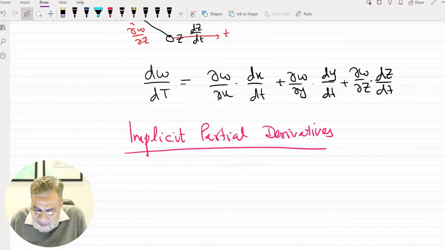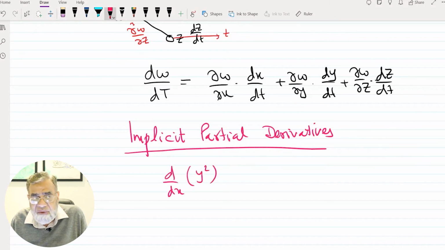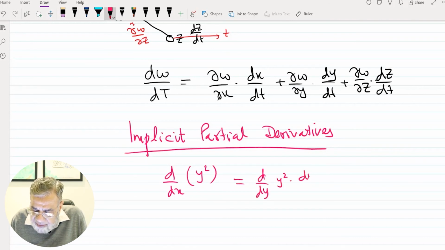The next concept is implicit partial derivatives. It's very interesting. We have already studied that, for example, if we want to find the derivative d by dx of y square, here y is a function of x. Differentiate it. So we write it like this as d by dy of y square into dy by dx. So we differentiate, and here we get 2y dy by dx.